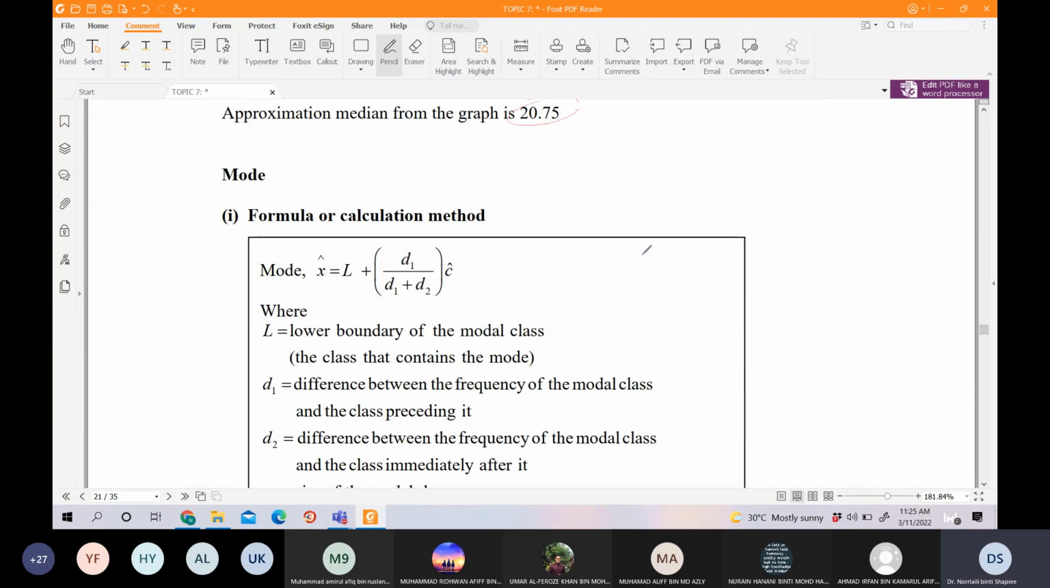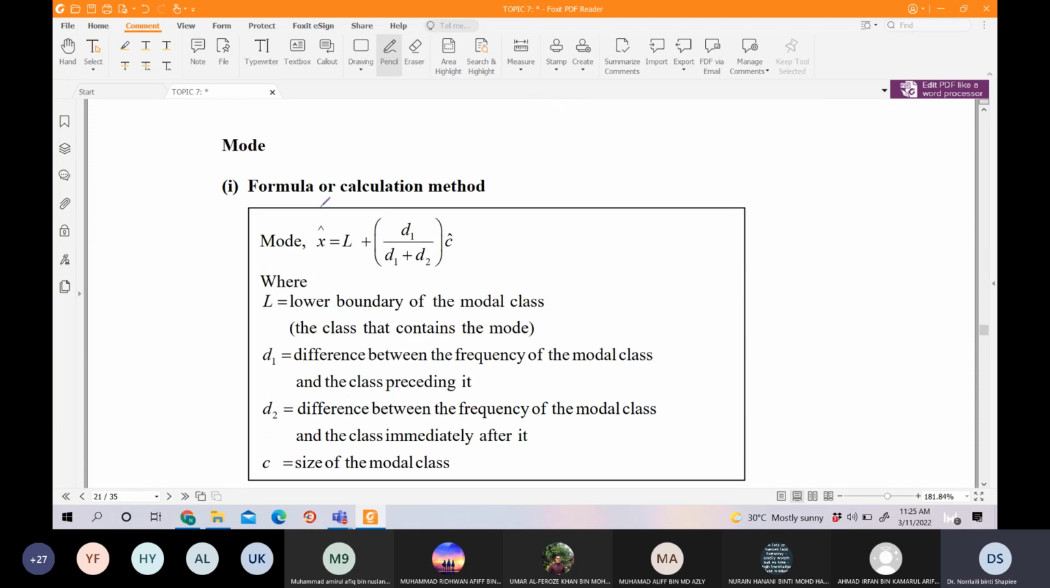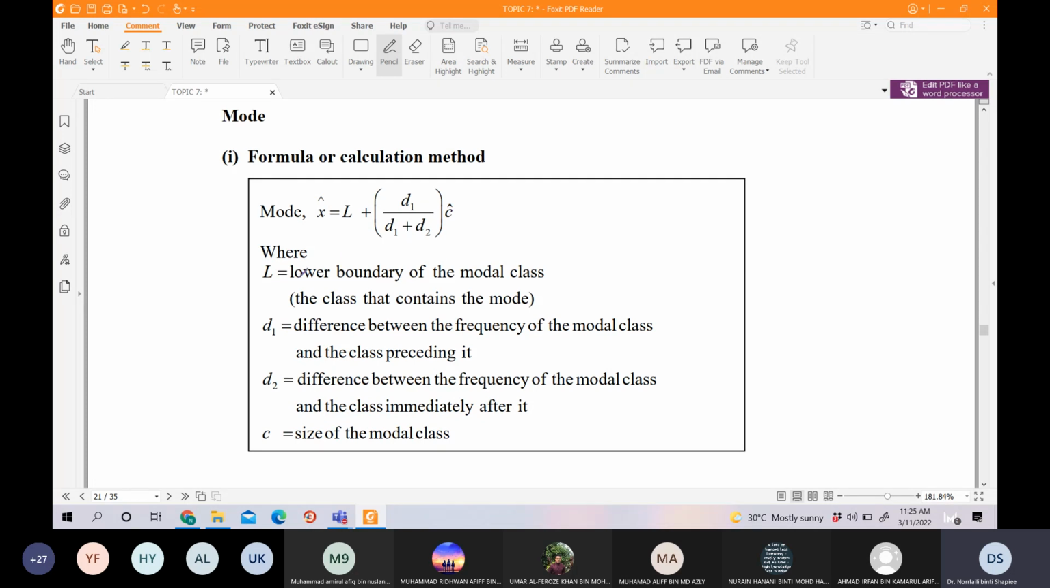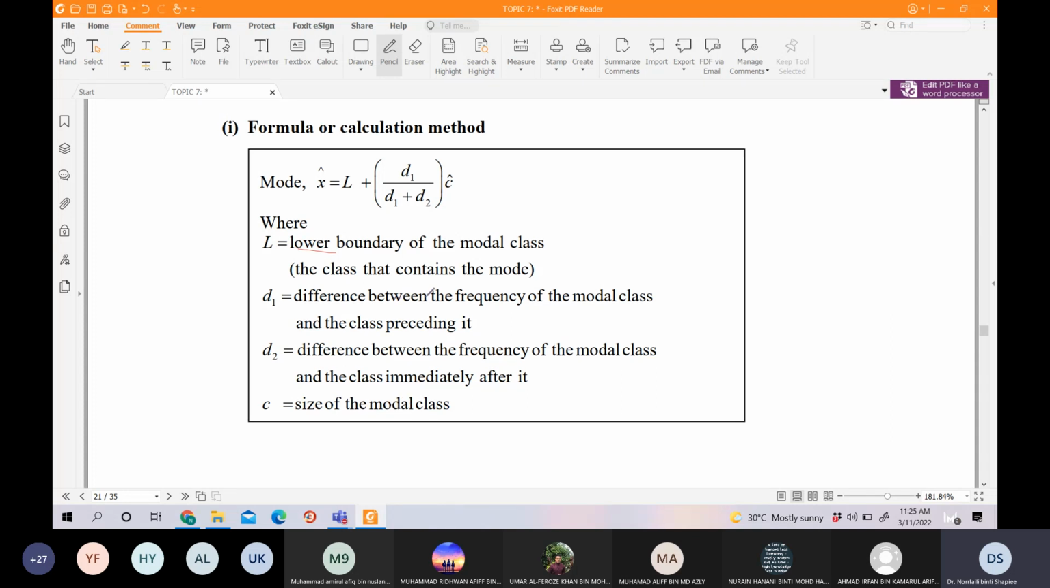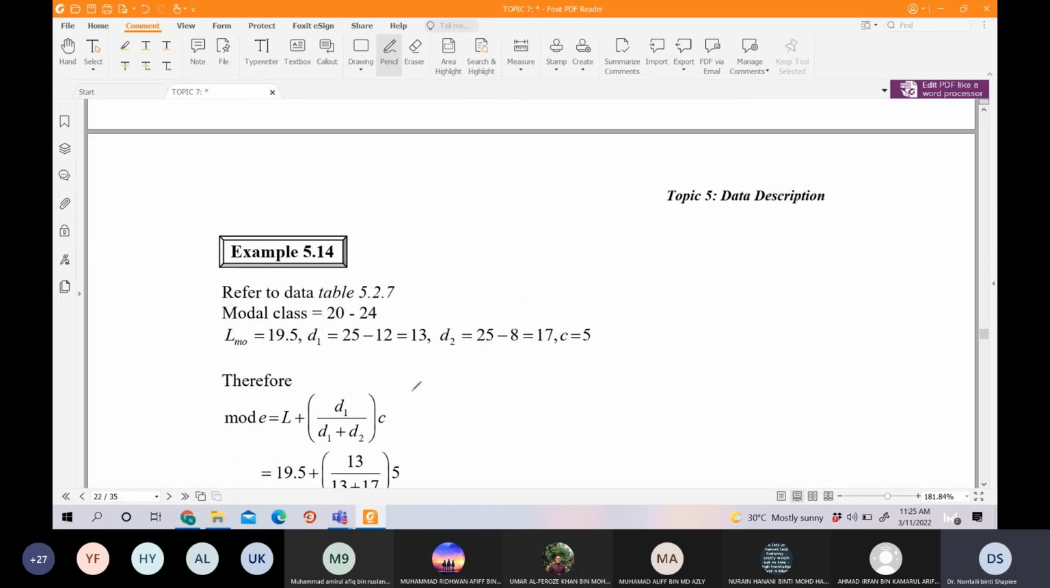Mode is the same. When we want to find the mode for the group data, you have to identify the lower boundary. You have to find the modal class, the difference between the frequency of the modal class and the frequency preceding it and immediately after it, and assign the modal class. So refer to data table 5.2.7. Where is data table 5.2.7? Which page is this data on? Asma, where is Asma? Where do we refer to that table?